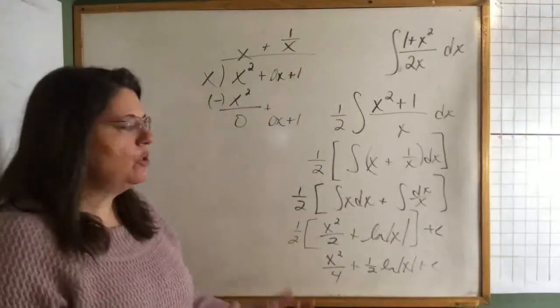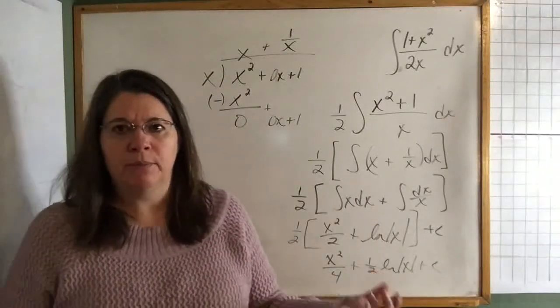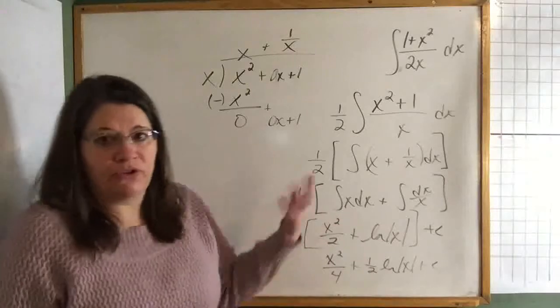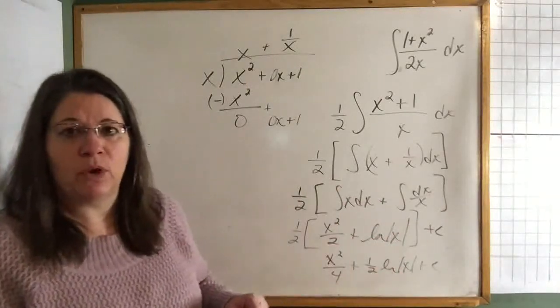And remember, you don't need to multiply the 1/2 times the c, because if c is an unknown number anyway, if we multiply 1/2 times an unknown number, we're still going to have an unknown number. So c is just c. You don't have to do anything with the 1/2 there.